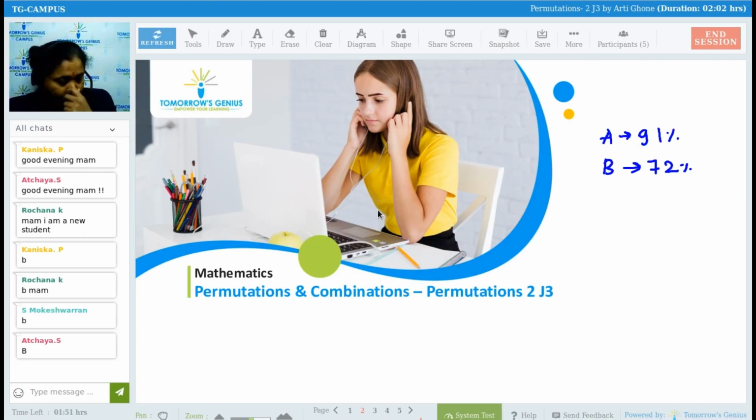Students, now let's have a look at permutations and combinations. What is permutations? Arrangement. Arrangement of objects is permutations. In permutations, different kinds of arrangements are there. That's why the first 4 lectures are dedicated to permutations only.